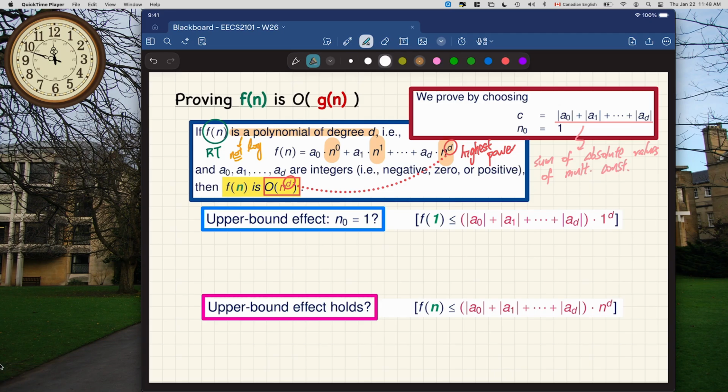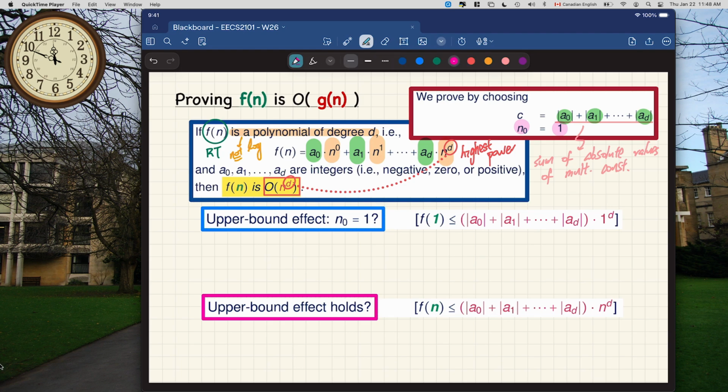For example, you can see here a0, a1, all the way to ad, just symbolically. You should put all of them in absolute value because the multiplicative constant could be negative. That's why you've got to put absolute value. Just be careful. And then, very conveniently, the n0 is guaranteed to be 1. However, in the case where you have log in your running time function, you have to verify. If it passes, good. If it doesn't pass, you have to try maybe another value. I'll write it down, and then we'll do an example right away.